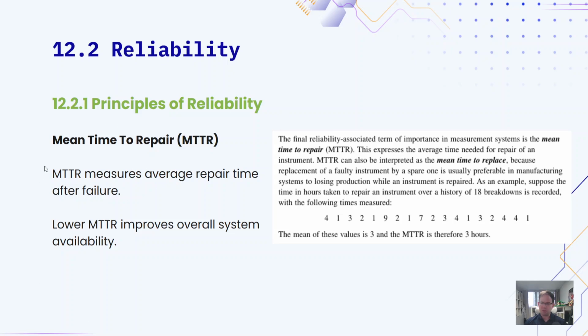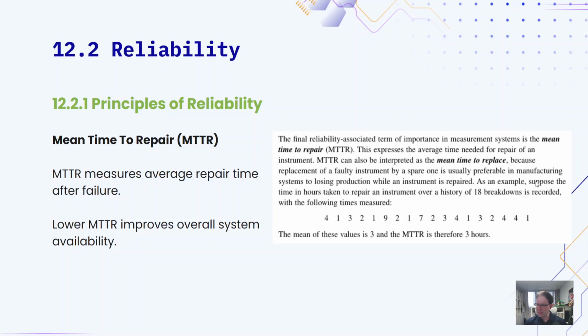The third principle of reliability is mean time to repair, which measures the average repair time after failure. We would want a lower MTTR. It improves the overall system availability. The faster you can repair it, the more available the system is, right?